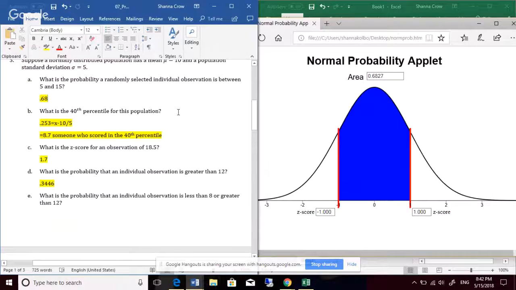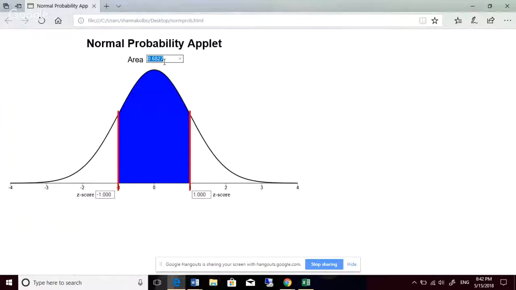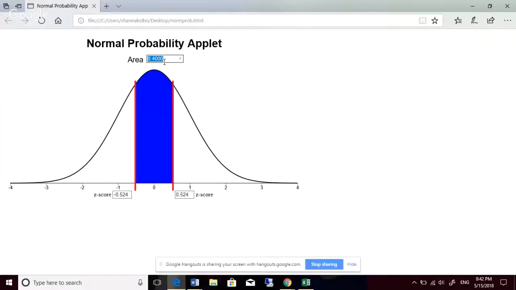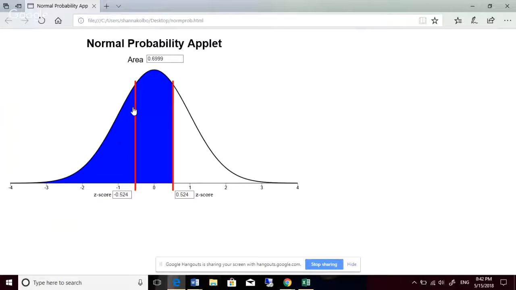What is the 40th percentile for this population? How do I find that? So this one... Okay, so he typed in the 40 percentile up here. Right. And so all of this is 40% all up until this line. Okay. So do we put the z-score as the answer?